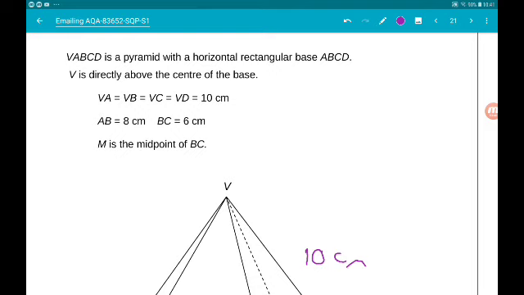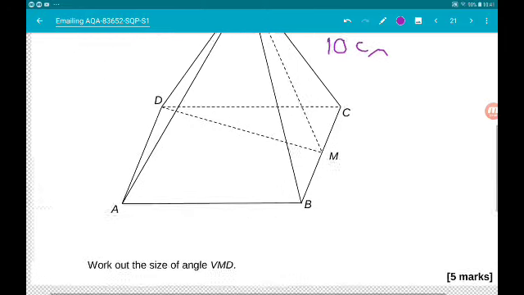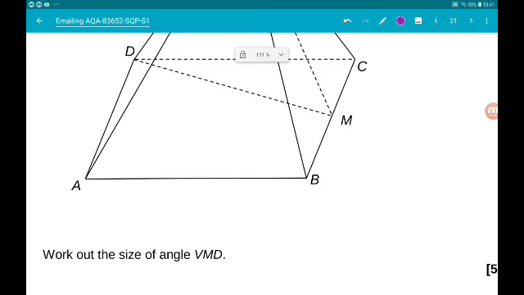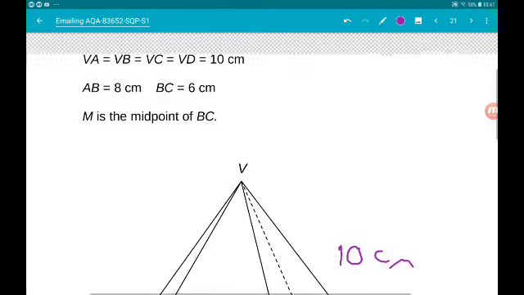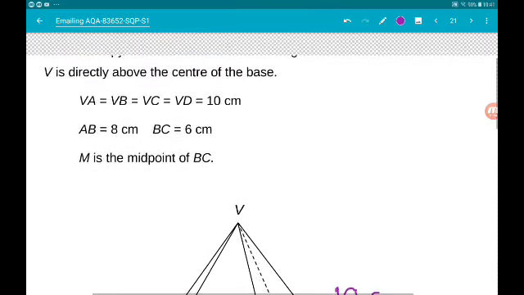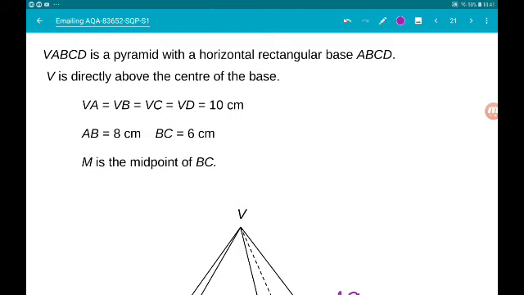We're also told AB is 8 and BC is 6 centimeters. So let's put those on. AB is 8. BC is 6. We are told, I missed that bit, V is directly above the centre of the base, and M is the midpoint of BC.